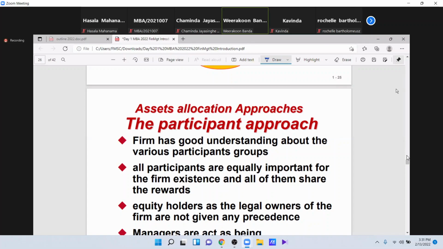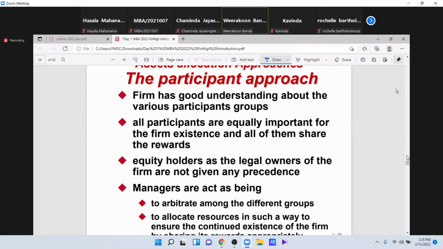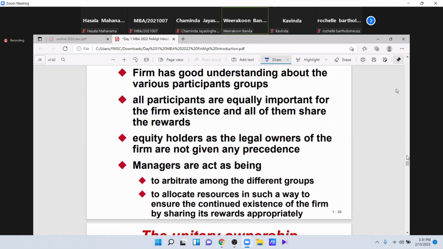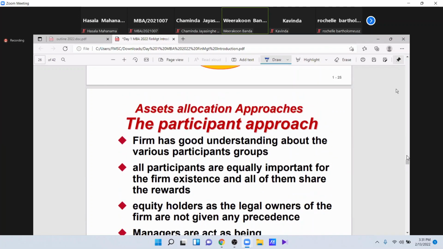Equity shareholders, as the legal owners of the company, are not given any precedence. Managers act as arbitrators among the different groups, to allocate resources in such a way as to ensure the continued existence of the firm by sharing its rewards appropriately. This approach we call the participatory approach or participant approach. In that case, the company can think of all the groups, all the parties involved in the company. So how do we recognize their approach?